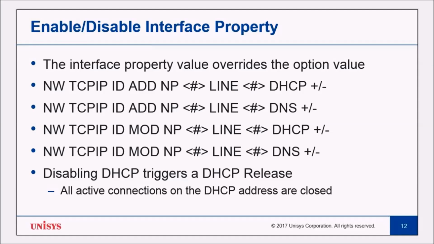If the local interface property needs to be specified, these commands may be used. Please refer to the nwtcpip identity commands reference for detailed usage information. Note that these interface identity commands override the TCPIP option value for the specified interface. Also, note that performing a DHCP minus after DHCP has been configured causes a DHCP release, which basically terminates all networking on the interface unless a static address was also assigned to the same interface.